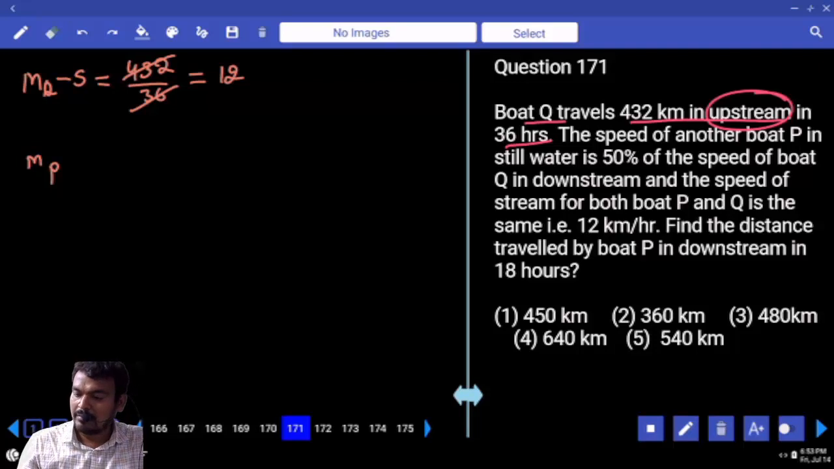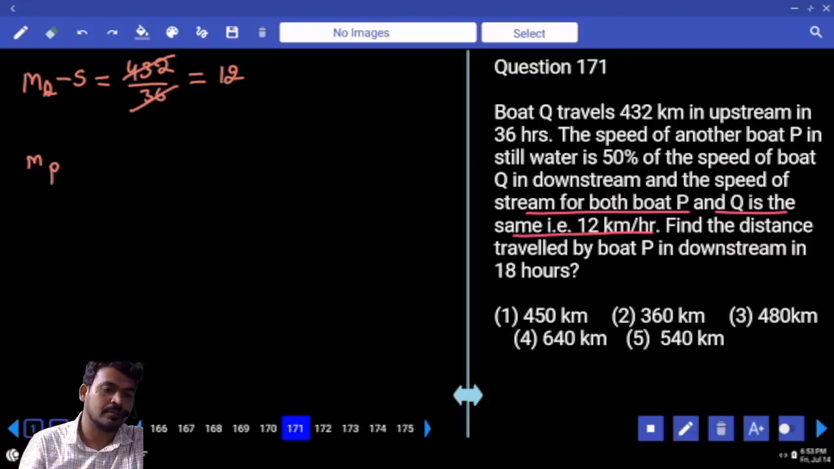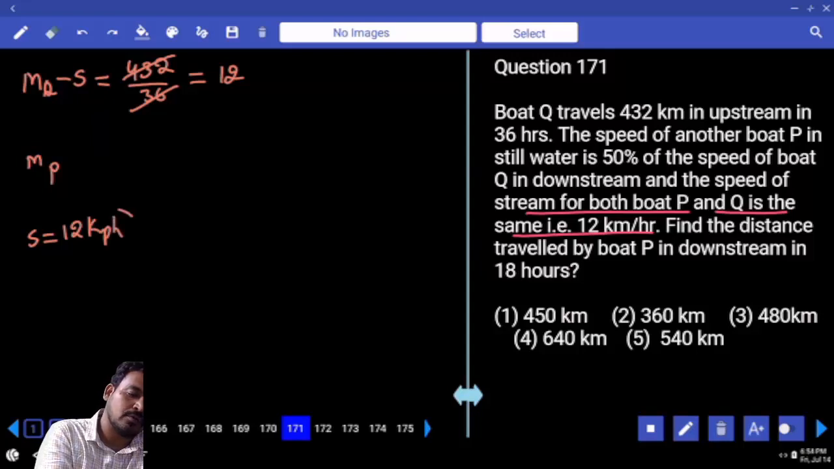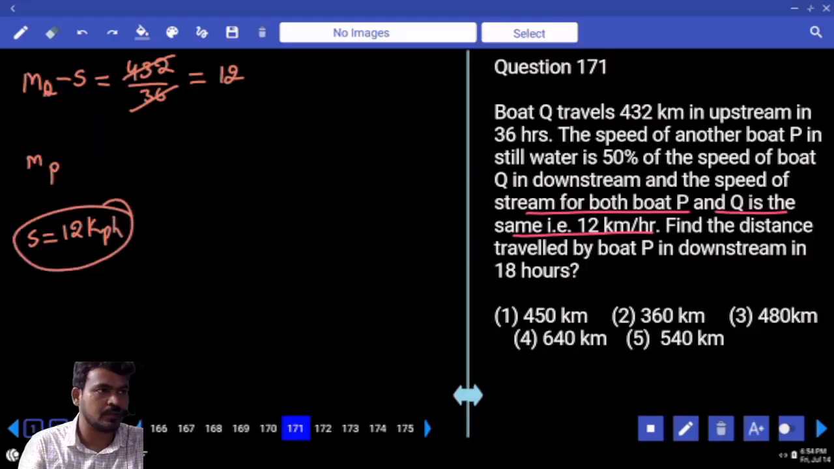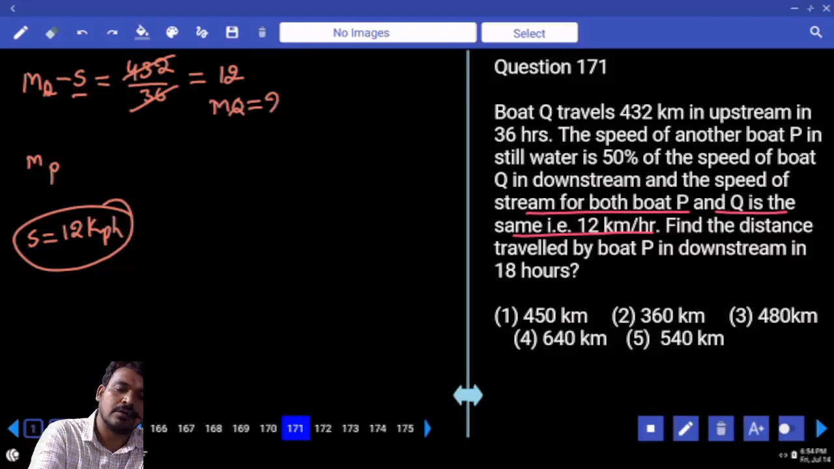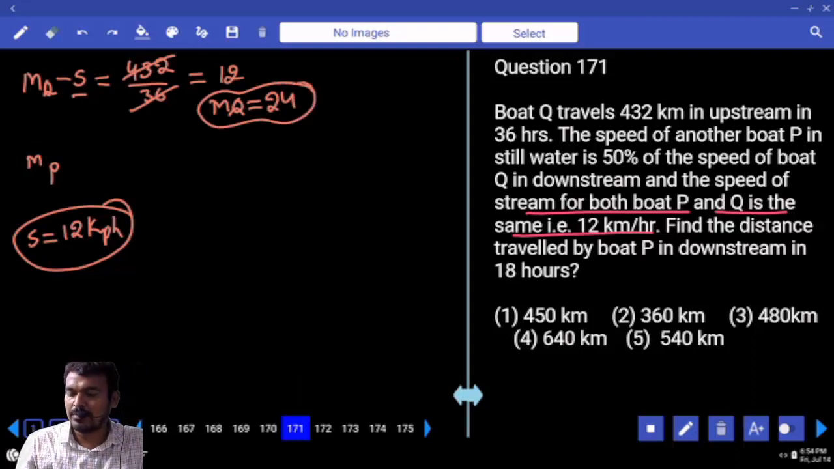12. And one more thing. Is the stream for both boat P and Q the same or different? Same. Means S value is given as how much? 12 km per hour. Either boat P or boat Q, is the speed of the stream the same or different? Same. Means S value is 12. S value is 12 means what is the MQ value? 24. MQ is 24.